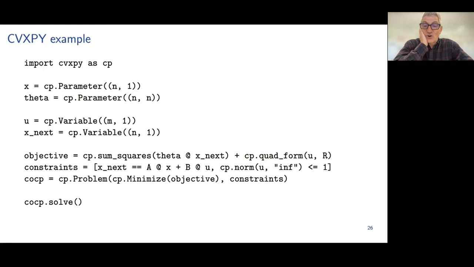And the constraints, this is just a list in Python of two constraints. The first one is the dynamics, which is that X next is the same as A times X plus B times U, and that the norm of U, the infinity norm, is less than one. Then we form a problem, COCP, by calling the problem constructor, which takes an objective and a list of constraints. And then if you call the solve method, it will actually solve it. So that's an example of what this looks like. And I think probably all of you have seen this.